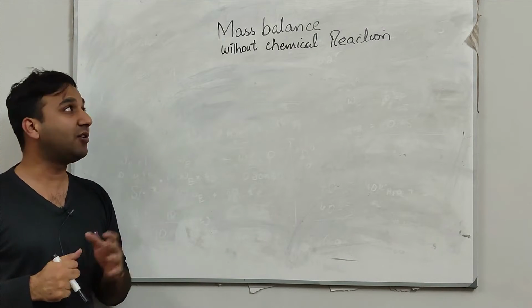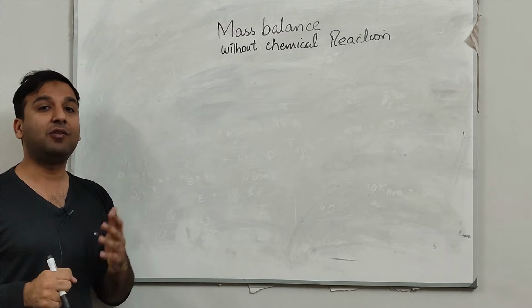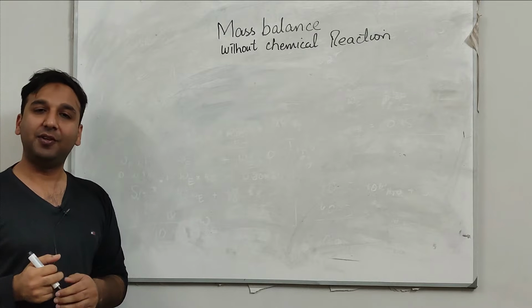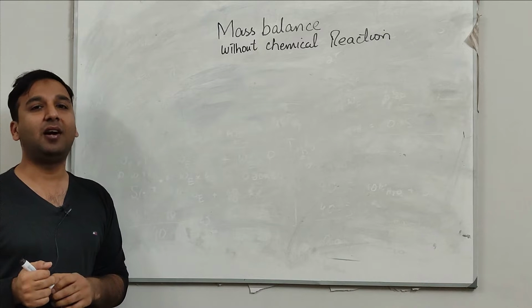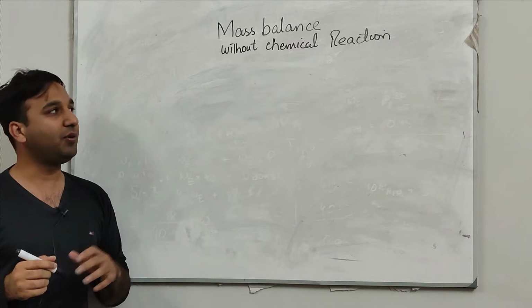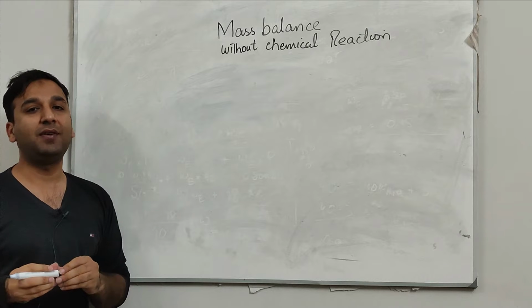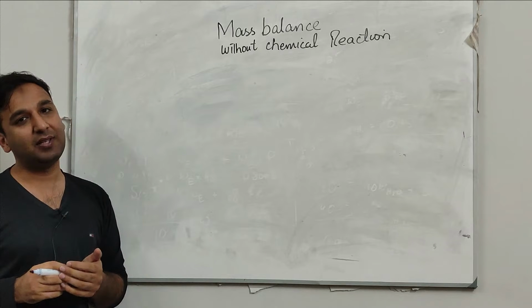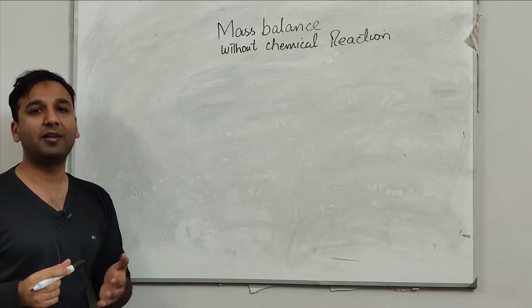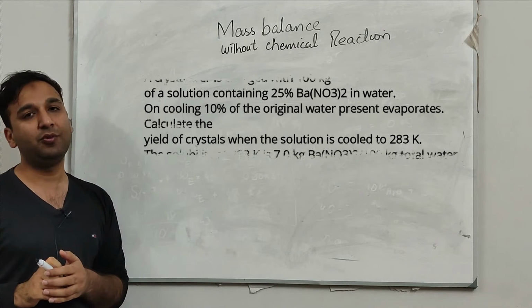In this video, we will solve a mass balance question related to crystallizer operation without chemical reaction. We will also see how you can convert the descriptive form of a question into the pictorial form so that you can solve the question easily. The question will appear on your screen. You can pause the screen to read the question. I will also write the question in the description of this video so you can consult it wherever you require.